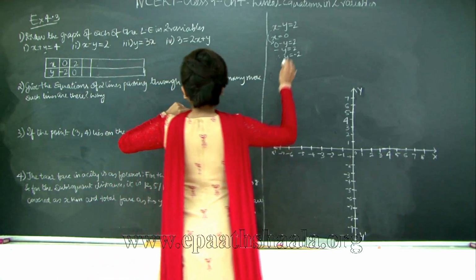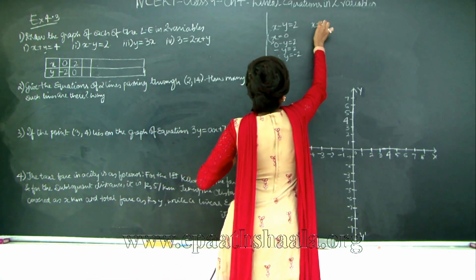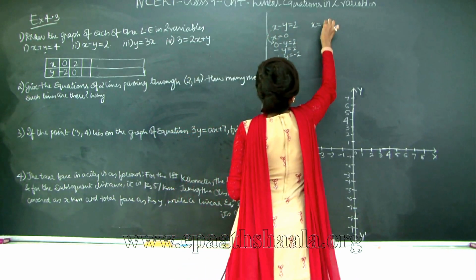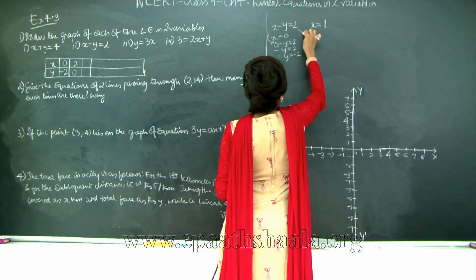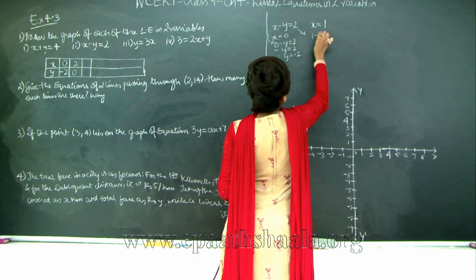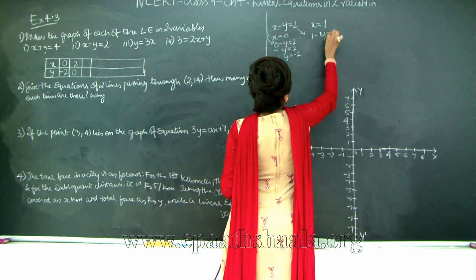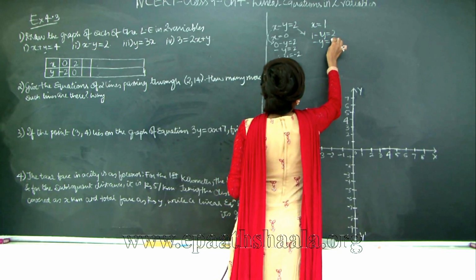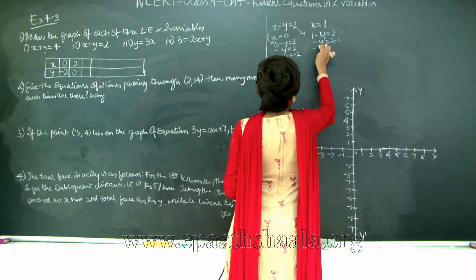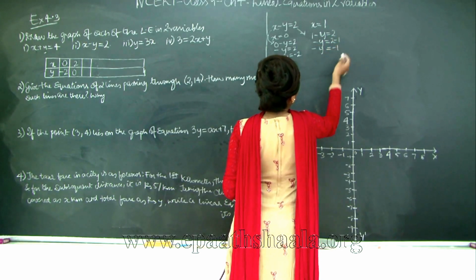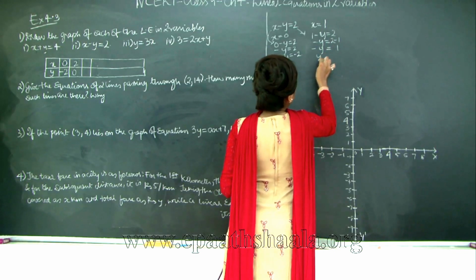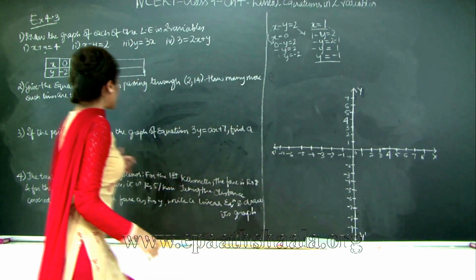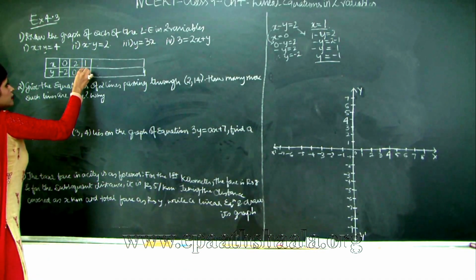So, I will say x is equal to 2, do we have x is equal to 2? Yes. So, I will say x is equal to 1. If x is equal to 1, what does my equation become? 1 minus y is equal to 2. Therefore, minus y is equal to 2 minus 1. Therefore, minus y is equal to minus 1. Therefore, y is equal to minus 1. So, my coordinates are 1 and minus 1.